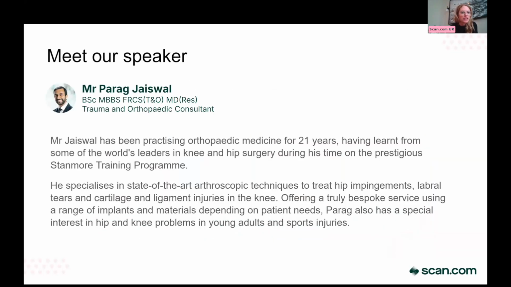And I wanted to introduce our speaker. So Parag's been a partner of ours for a while now, for about 3 years, using scan.com for his imaging on his patients. But he is a consultant orthopedic surgeon with more than 20 years of experience. And I'm going to let him tell you a little bit more about himself. But we're delighted to have you here again, Parag.